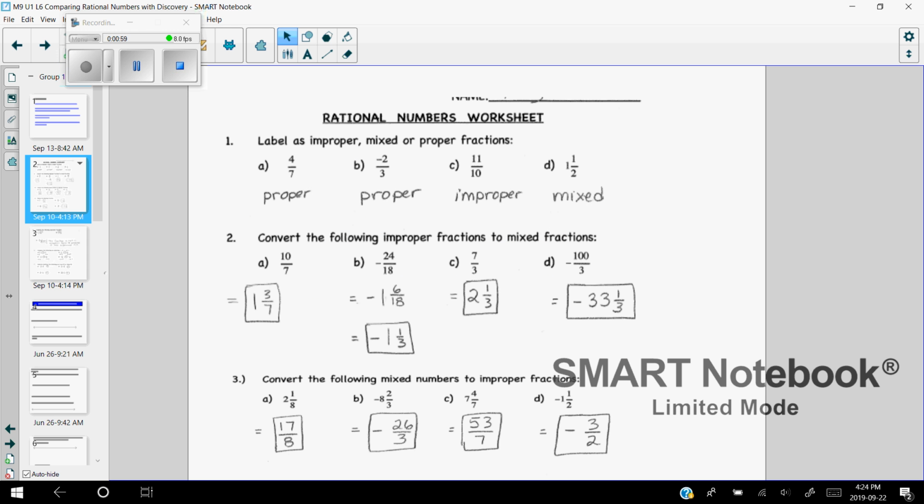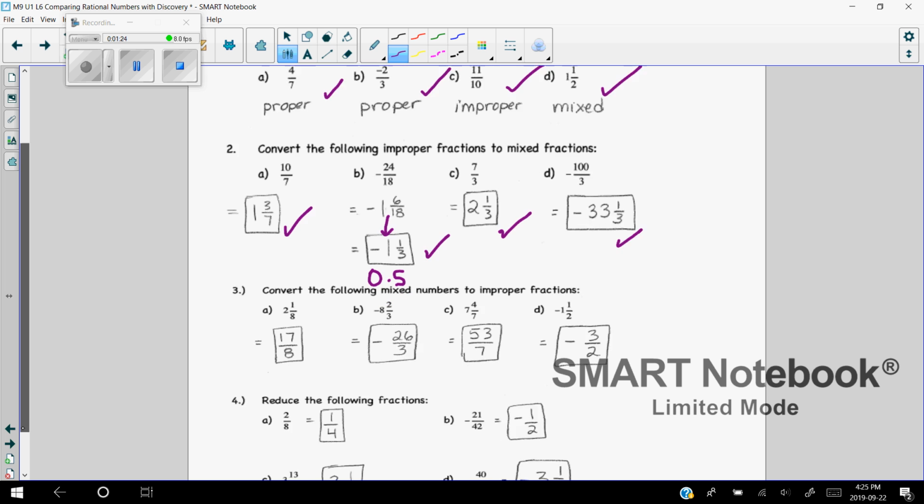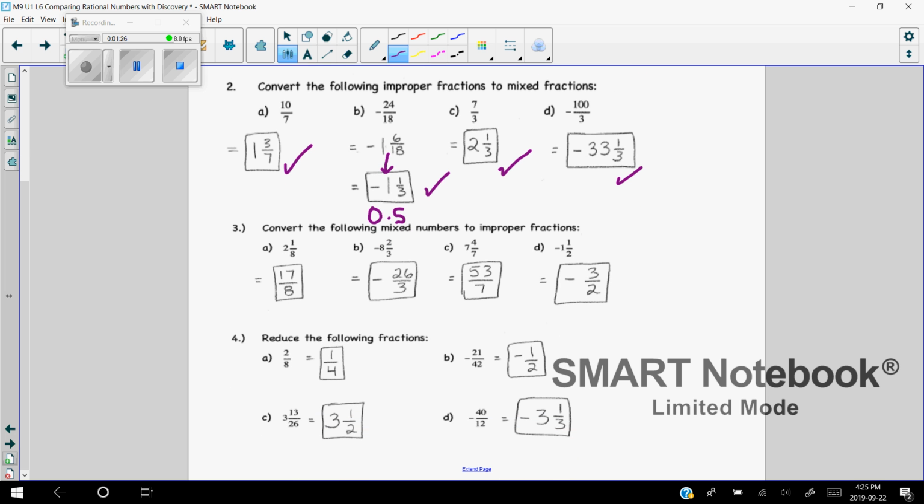So here's the key. I'll show you where the marks are. Question number 1 is worth 4 marks. Question number 2 is worth 4 marks. And notice that, say for B, it's in lowest terms. So if they didn't put it in lowest terms, they get half marks if they put -1 and 6/18. Question number 3 is worth 4 marks. And question 4 is worth 4 marks as well.